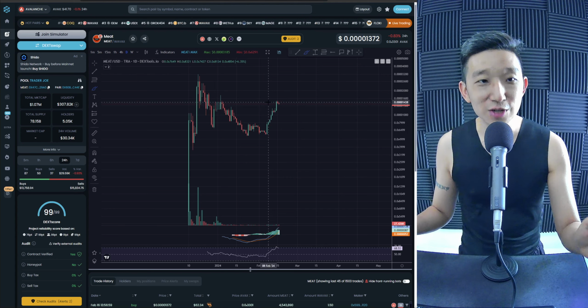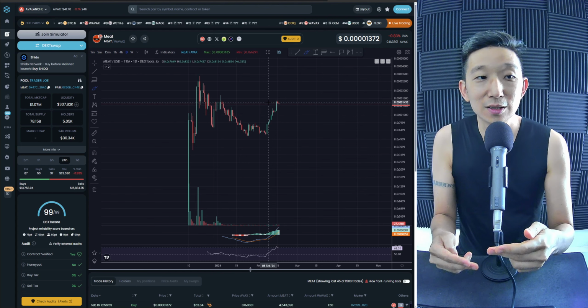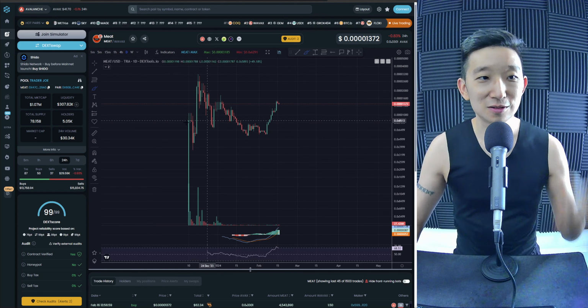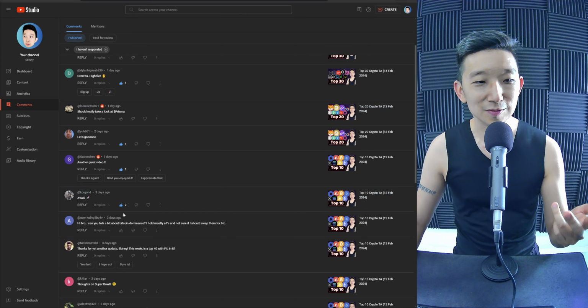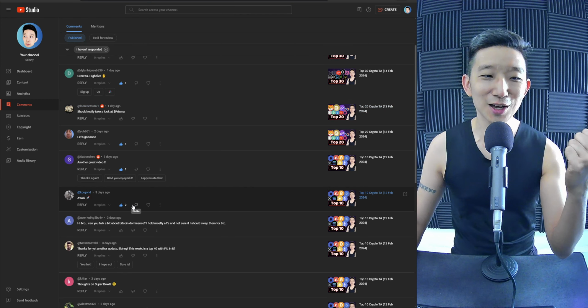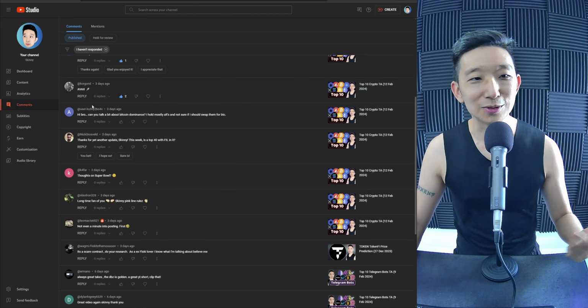So these are all tail risk trades, which means that you put in a little bit of money, but you expect excess returns. So that's Meat for you. AVAX! Meat will be rising faster than AVAX. There'll be higher returns compared to AVAX.